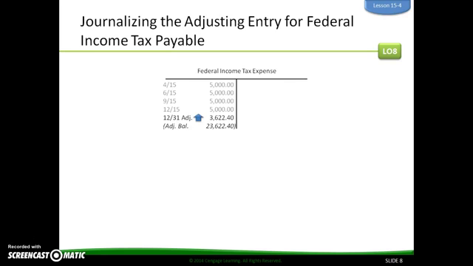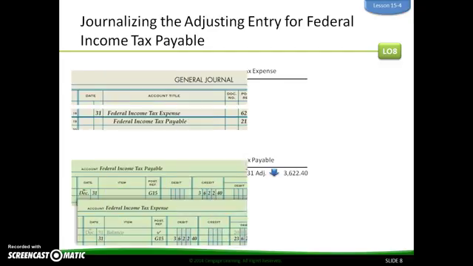So this particular business has been paying $5,000 in income tax for the quarterly statements. So in April and June and September and December, they paid $5,000. And now we are going to post an adjustment to make sure that we know that we have to pay a total of $23,622.40. The income tax payable then needs to be a credit of $36,22.40.